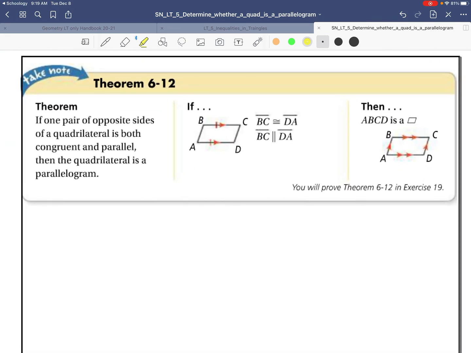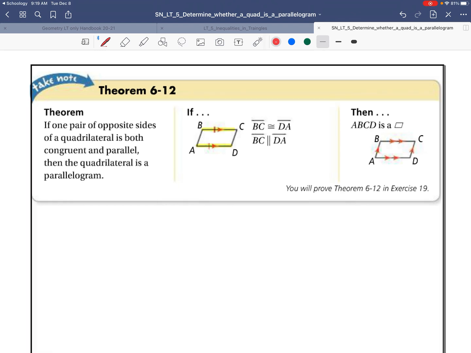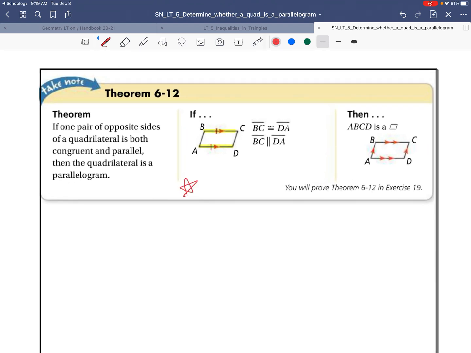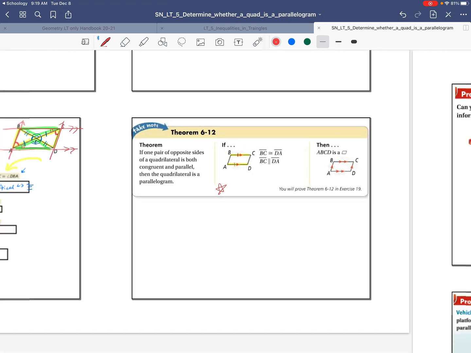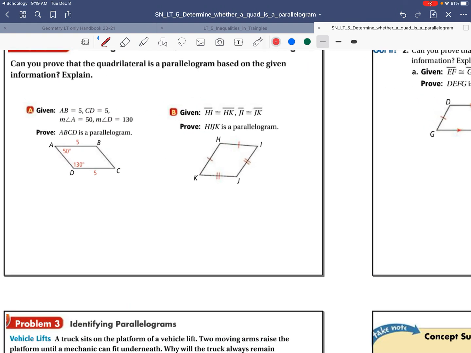Our next theorem, if one pair of opposite sides of a quadrilateral is both congruent and parallel, then the quadrilateral is a parallelogram. So this one is obscure. A lot of people miss this one. It's a property that if you've got just these two sides are both parallel and congruent, then you have a parallelogram. So this one is one that is not as obvious, but a property that will give you a parallelogram.